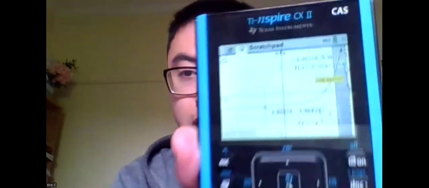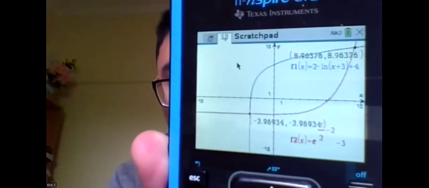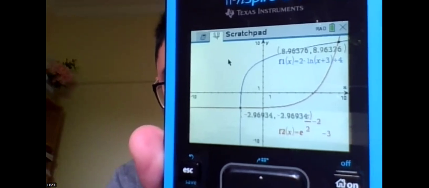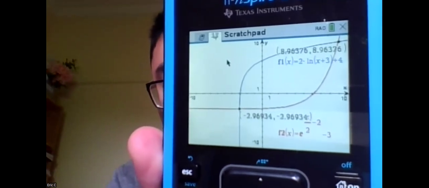And then the second coordinate point, you do the same thing. So menu, analyze graph, and go to intersection like this, and go ahead and press enter. Move the cursor slightly to the left of the intersection like that. Click, and then move to the right. See the black dot there, and then click, and there you have it. So you have two intersection points. One's at negative 2.97 for x and negative 2.97 for y, and the other one's at 8.96, 8.96. So let's go ahead and write that in.